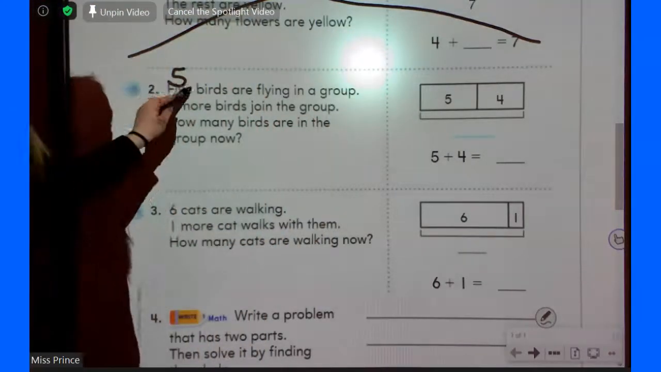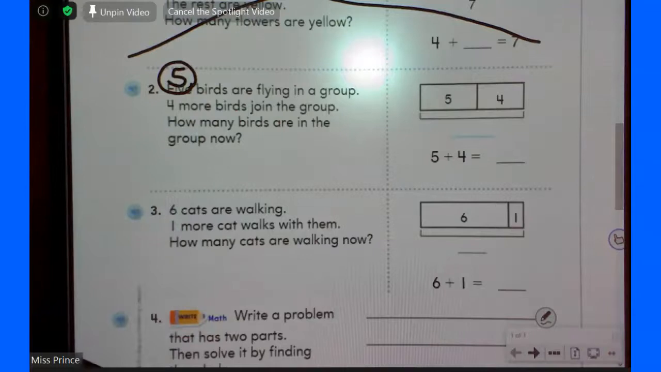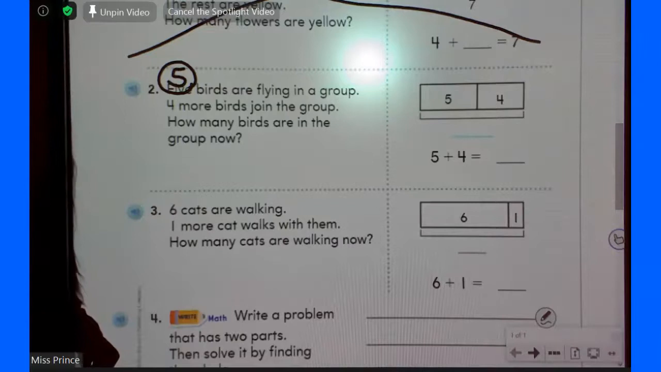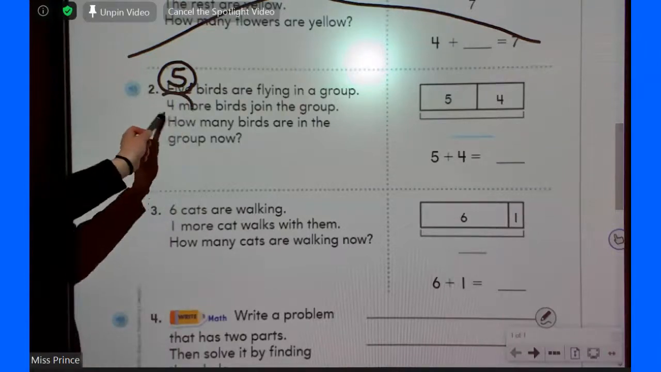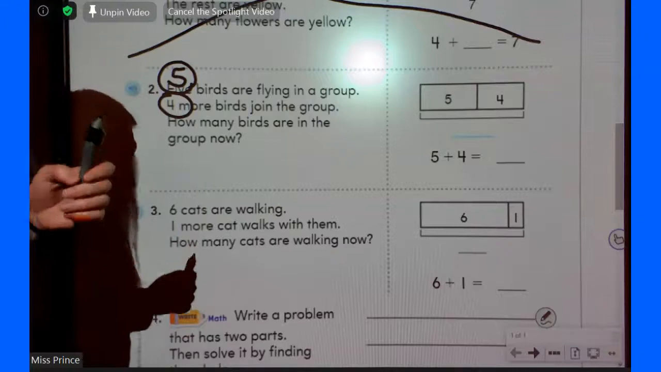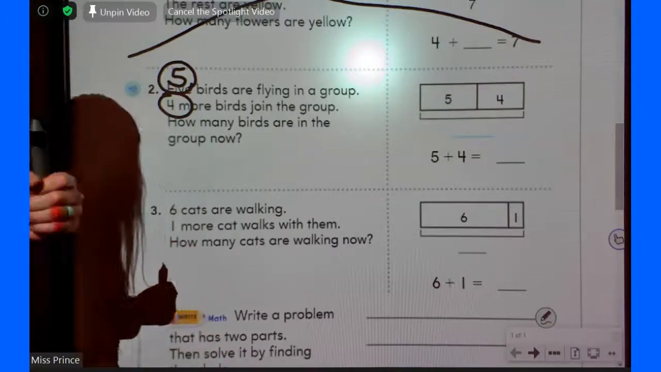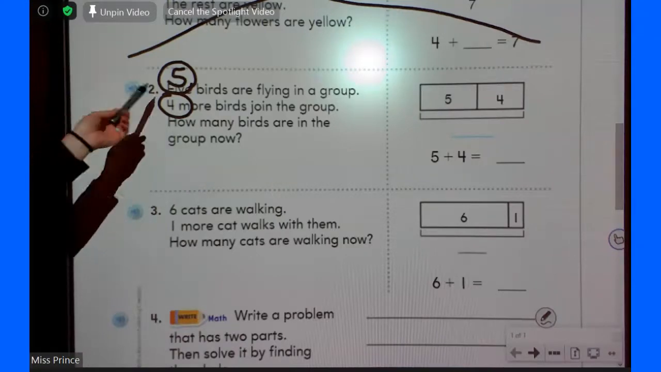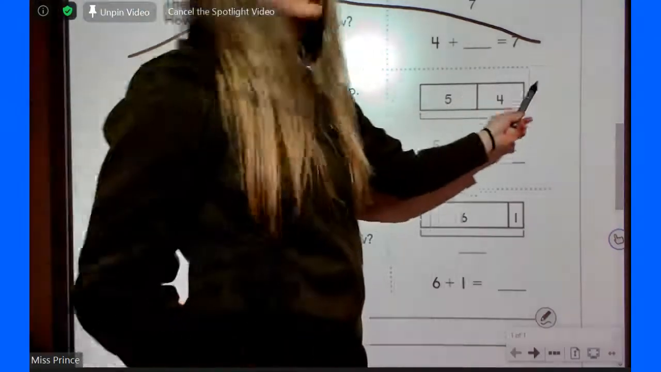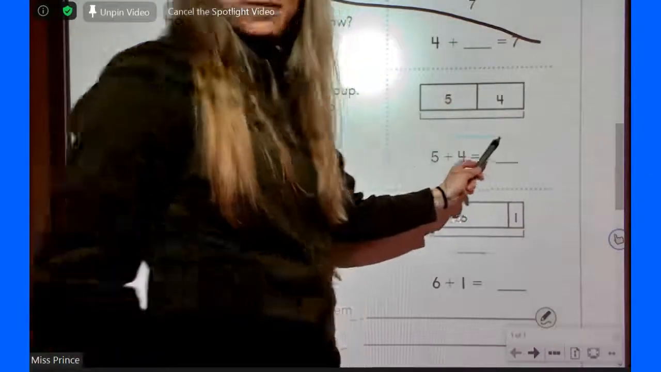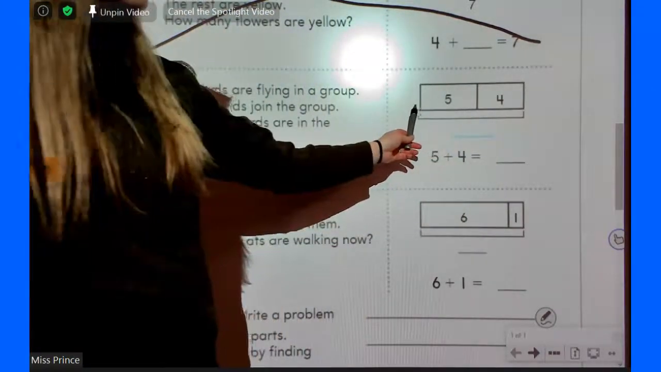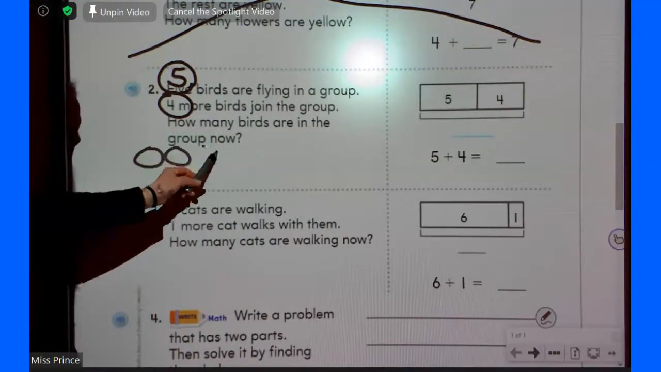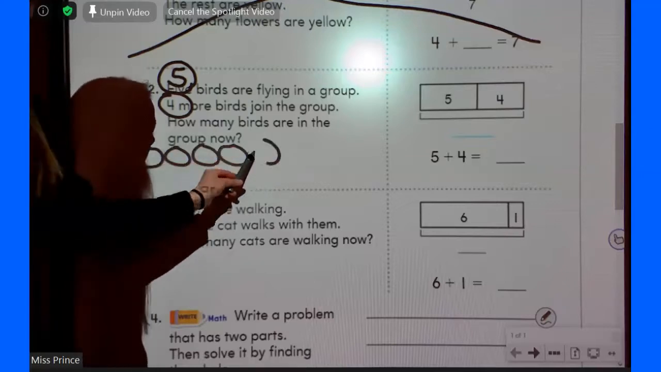Paulina, I have a 5, and what's my other important information I need to circle? The 4. Good job, Paulina. So how many am I going to draw first, Paulina? 5. This is our bar model. Remember we talked about bar models yesterday? There's 5 here. So we can draw our 5 circles to help us. 1, 2, 3, 4, 5.